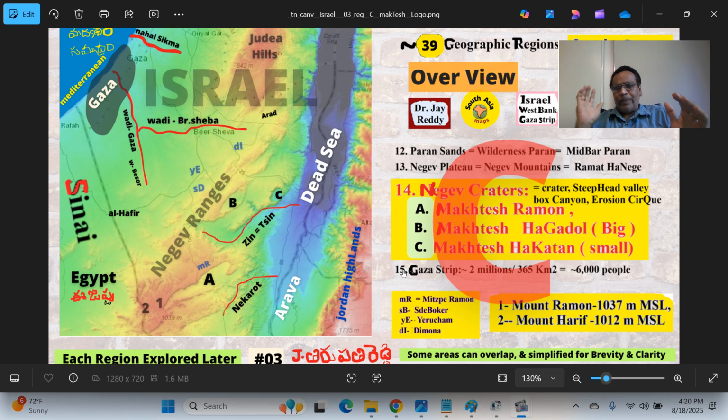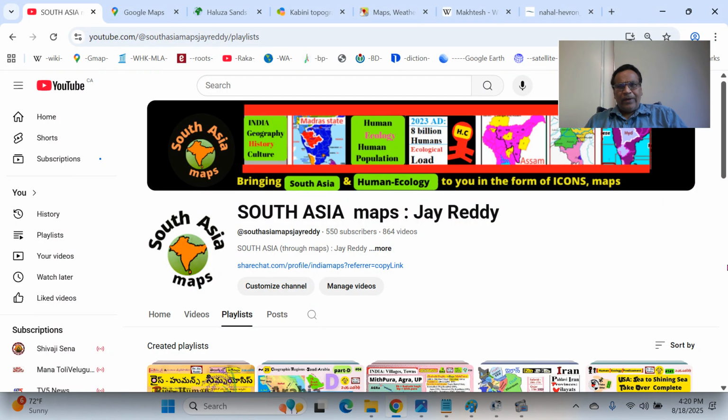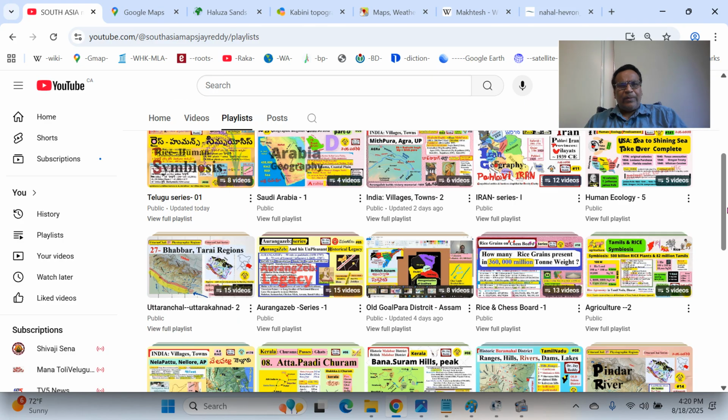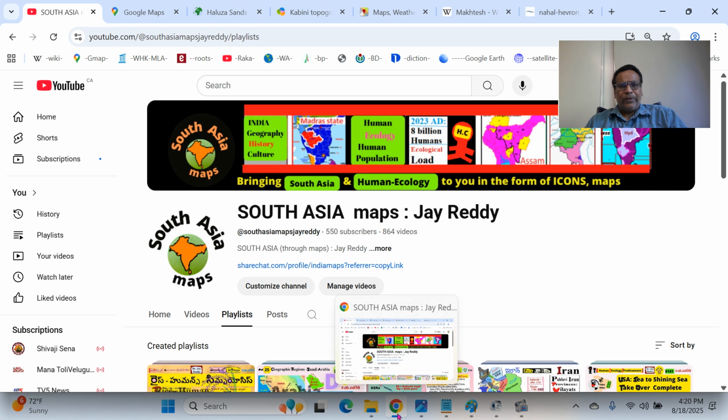And the Gaza Strip of the broader Philistine region. It has 2 parts. The eastern part is the West Bank region, and the western part is the Gaza Strip. We'll talk about them. And all these presentations, friends, you can find at South Asia Maps J. Reddy. There are around 900 presentations or so.